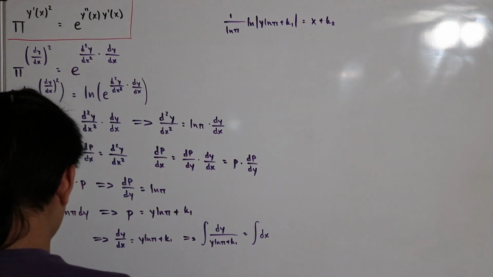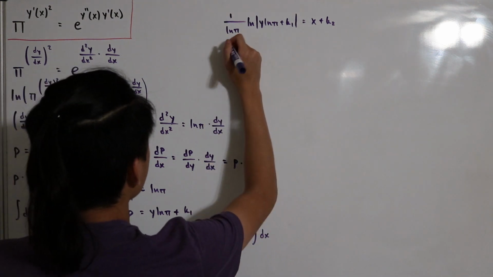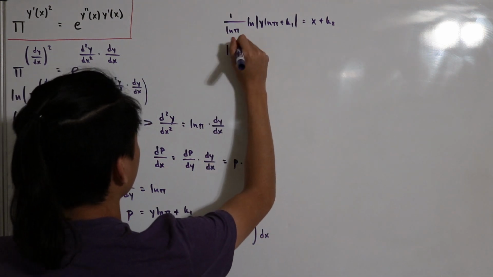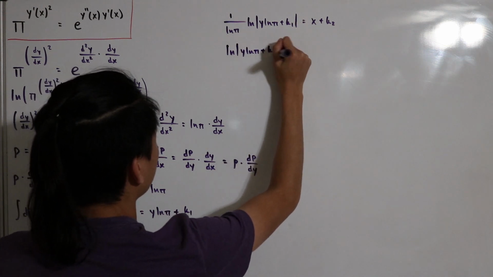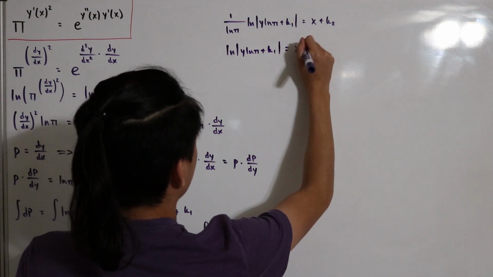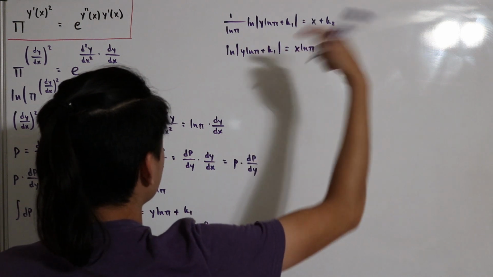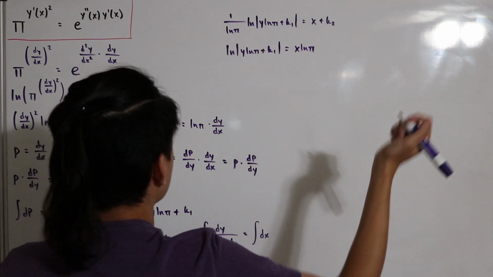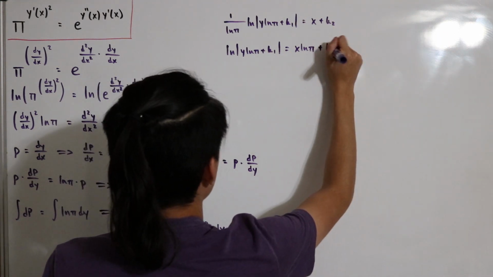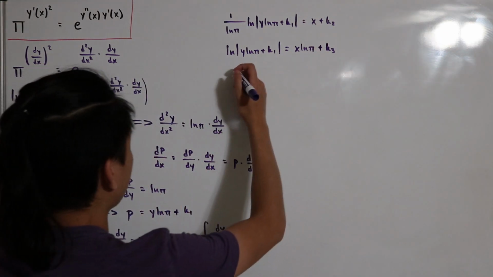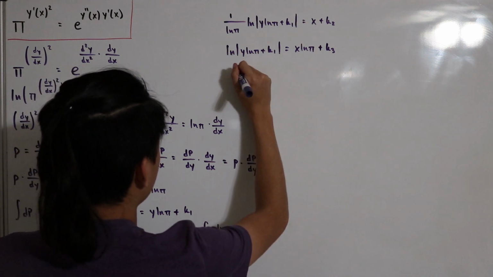Next, I can just multiply the ln of pi to both sides, so we're left with ln of y ln of pi plus k sub 1, equal to x times ln of pi. You multiply ln of pi to k sub 2, but that's still an arbitrary constant. So next, I can rewrite this as a new constant, I'll denote this as k sub 3. And then next, I'll take the e base to both sides. So the e and ln cancel, and we're just left with a positive.